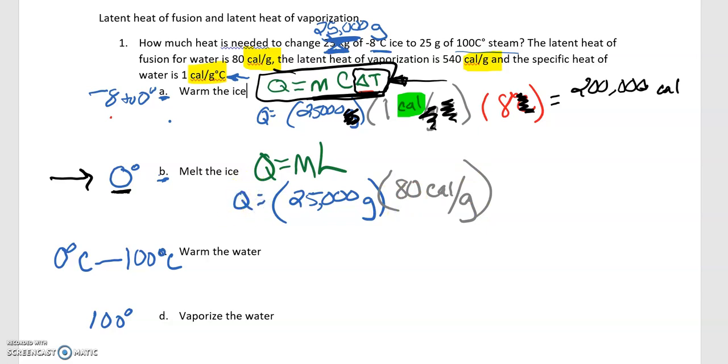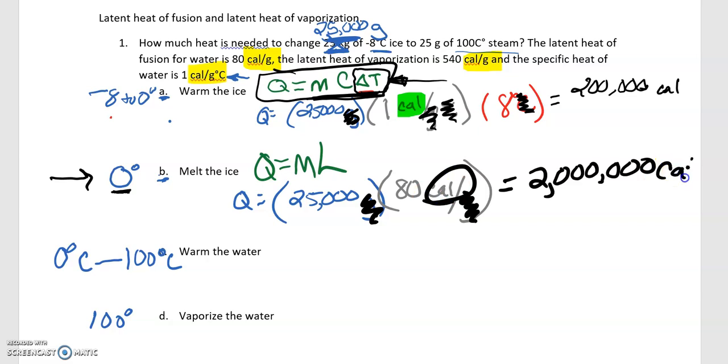Now again, I need to check my units. So I have grams in the numerator and grams in the denominator. They will cancel each other out, which is good. It leaves me with just calories. So when I take 25,000 times 80, I should get 2 million, I believe. Okay, and again, my label left is calories. So that's a good sign. So far we have calories and calories. Our units are working out nicely.